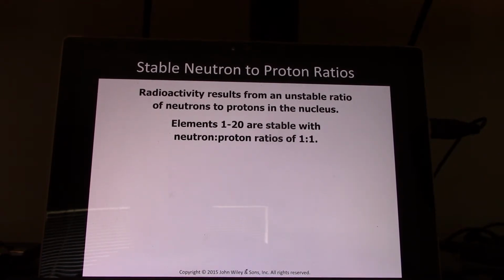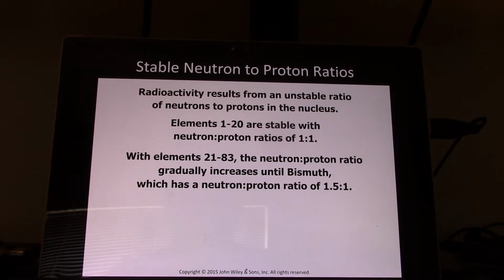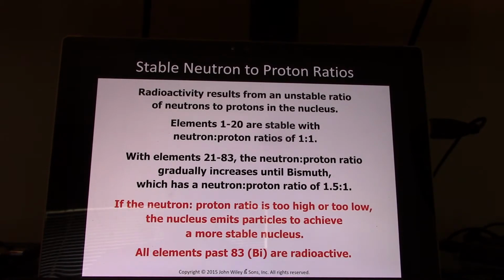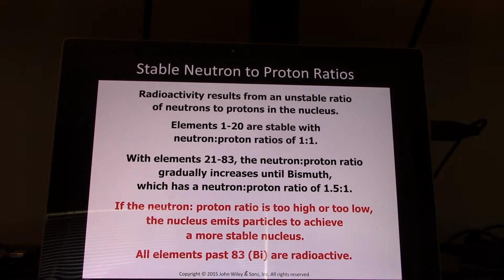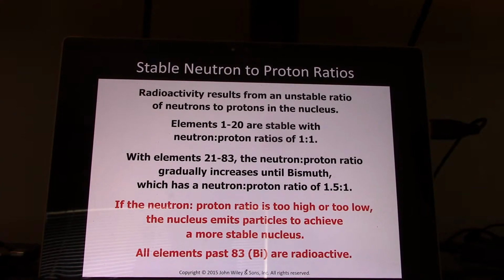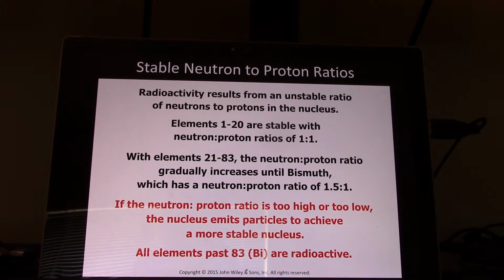Radioactivity results from an unstable ratio of protons to neutrons in the nucleus. Elements 1 through 20 are stable with a neutron-proton ratio of 1 to 1. But for elements 21 to 83, the neutron-proton ratio gradually increases until bismuth has a ratio of about 1.5 to 1. If the neutron-proton ratio is too high or too low, the nucleus starts emitting particles to achieve a more stable nucleus. So basically, there's a stability with an equal proton-neutron ratio. Bismuth is our largest stable nuclide. Everything bigger than 83 is radioactive.